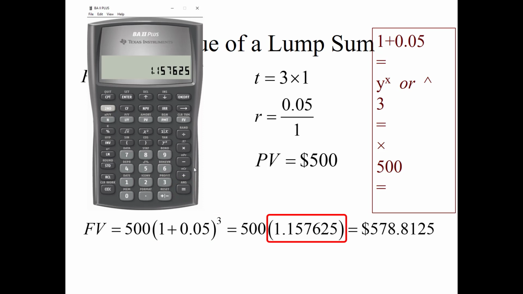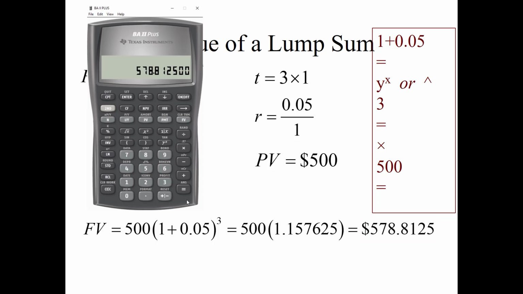And we multiply that by $500, times 500, and it equals. And we see that for an investment where we save $500, after 3 years with a 5% rate of return each year, we have $578.81.